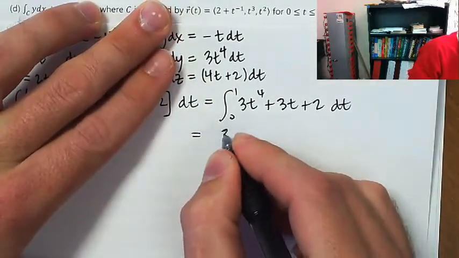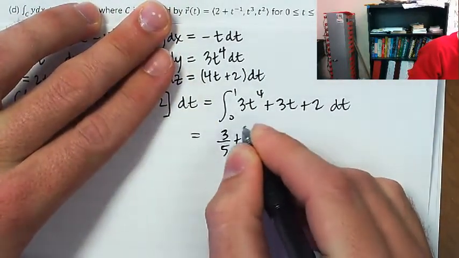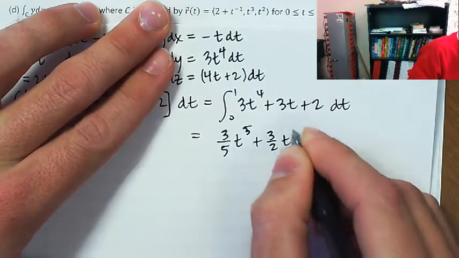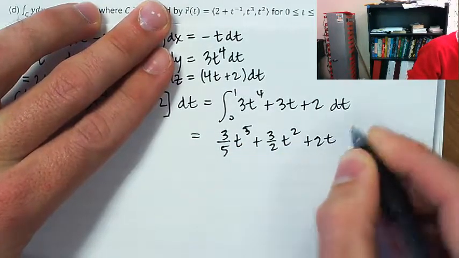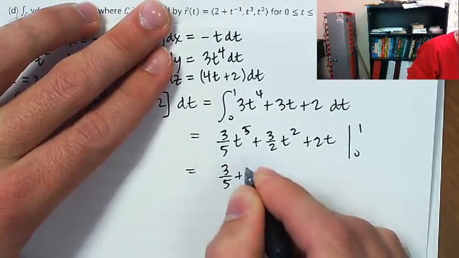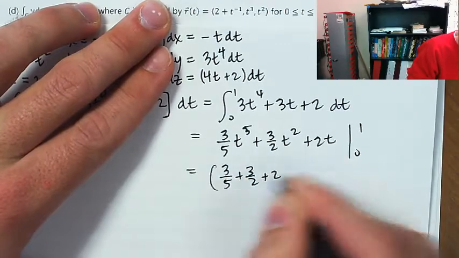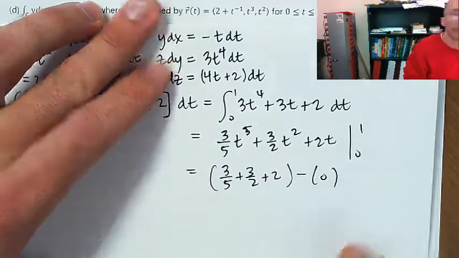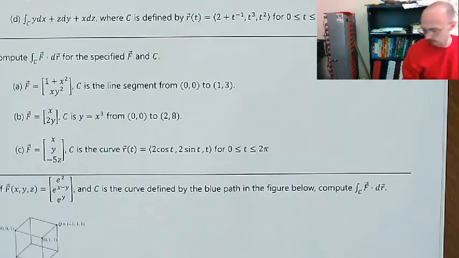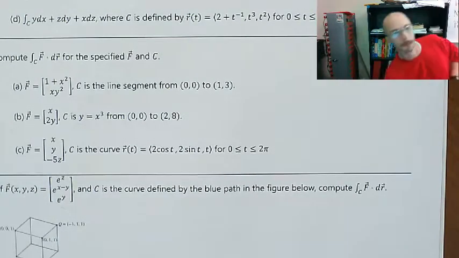Take an antiderivative. Let t run from 0 to 1, and I'll end up with 3/5 plus 3/2 plus 2 minus 0. And, well, I think that'll be a safe place for me to stop. It's a number that's equivalent to the integral.